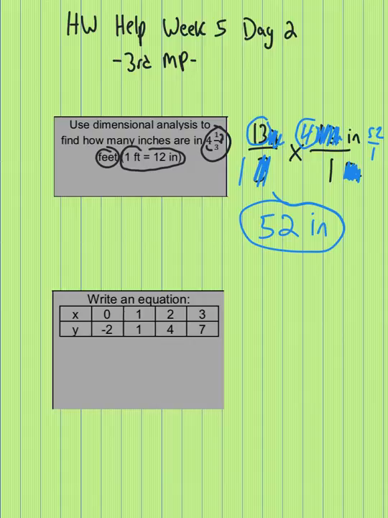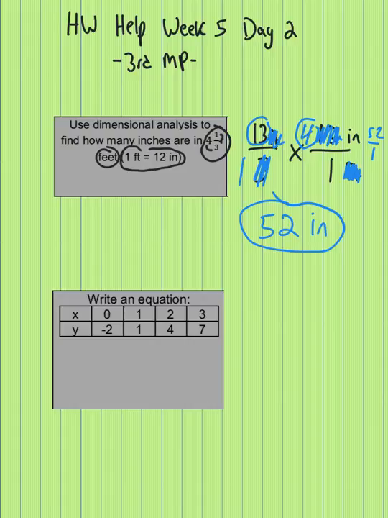Next problem says write an equation. So let's see, going from x to y, if it's going to be a nice simple one. I know 0 to -2 is 0 minus 2. Is 1 minus 2 1? No. And I know 0 does not multiply or divide by anything to get -2. So it can't be a simple one. That means it's going to be a little more complicated.